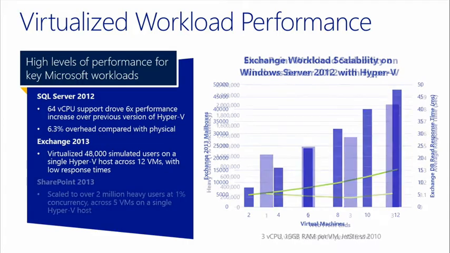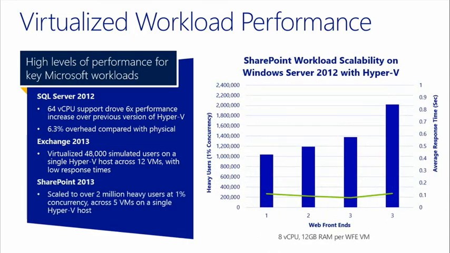And then finally, SharePoint, where we virtualized over 2 million heavy users at 1% concurrency, so reflecting users using the system at different points in time across 5 VMs. Now that was a SQL VM, an application server VM, and 3 web servers. Now you'll notice that in the graph, the web front ends, there's 1, then there's 2, then there's 3. So when the first web front end was on its own, so there was just 3 VMs running, the web server was saturated, the CPU was saturated, trying to handle all of those users accessing their SharePoint infrastructure.